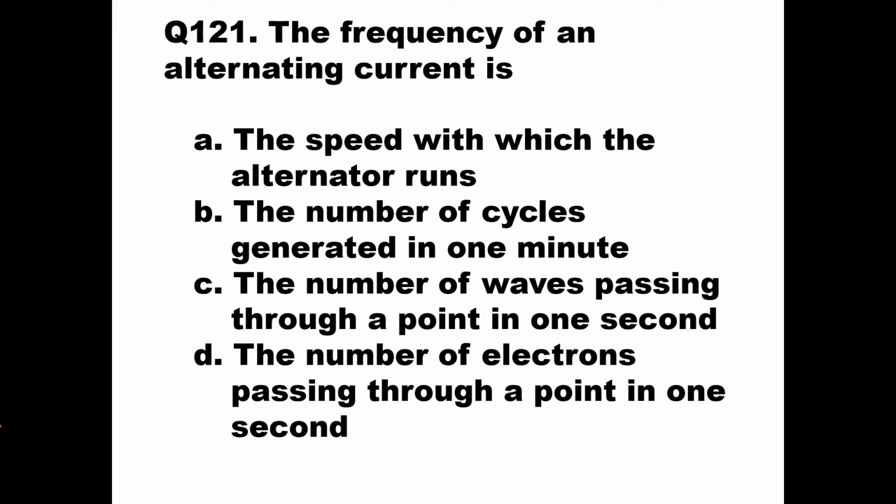So frequency, basically we say it is number of cycles per second, but here in this option the number of waves passing through a point in 1 second can be the right answer. Clear? So here you can see the number of waves passing through a point in 1 second is the frequency of alternating quantity. Clear? Then we'll go to the next question.